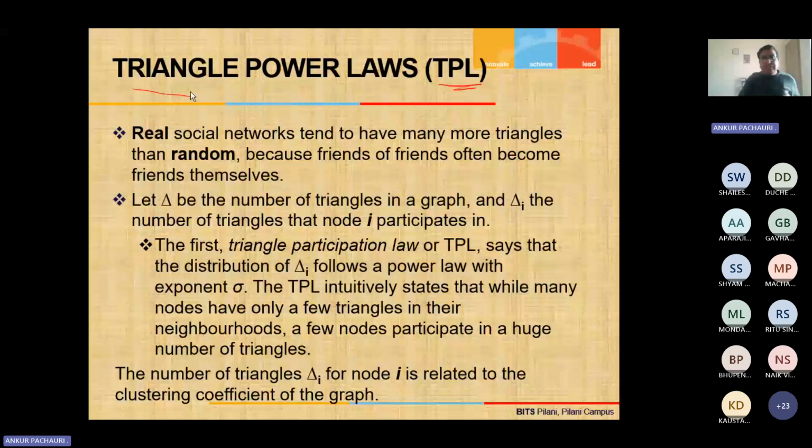Why? What is a triangle basically? It is the simplest, the basic building block of a complete graph of higher order.